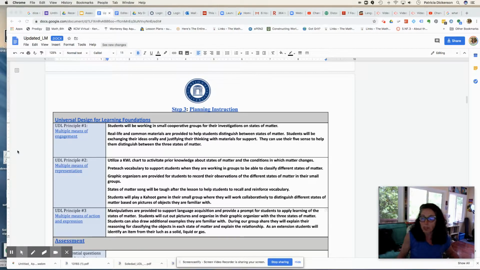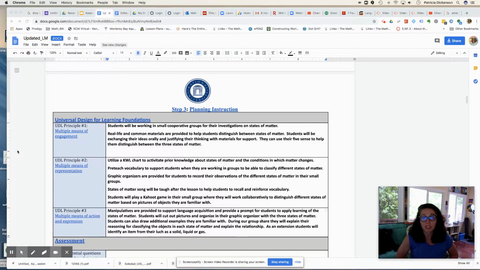So, starting with multiple means of engagement, I decided that my students are already going to be engaged because they're working in small groups and they're doing these investigations of different states of matter with their peers. I'm engaging them because I'm using real life and common materials that they're familiar with. It's going to help them make a connection between the concepts that I'm teaching because these are objects they're familiar with that they have at their home.